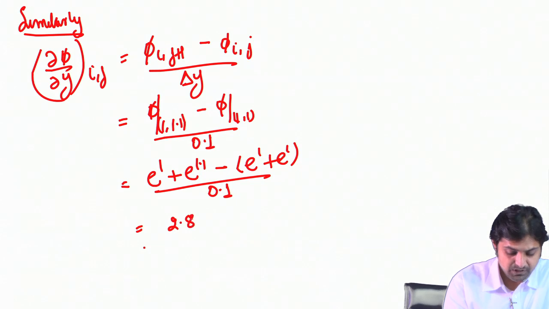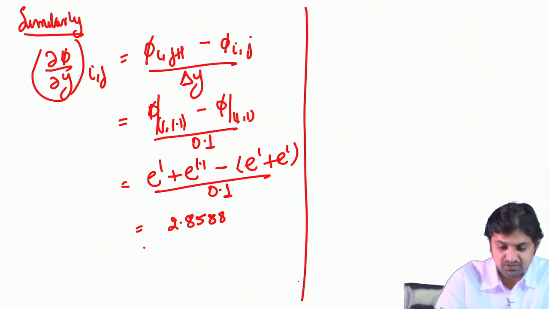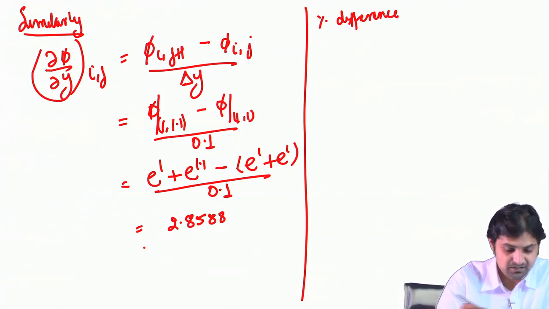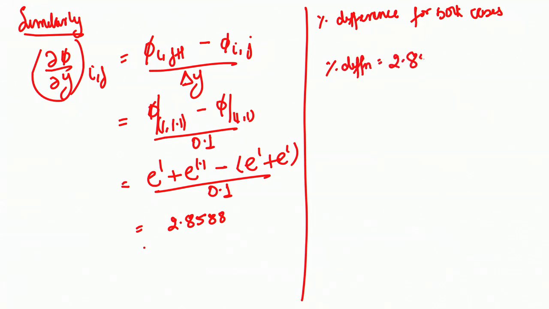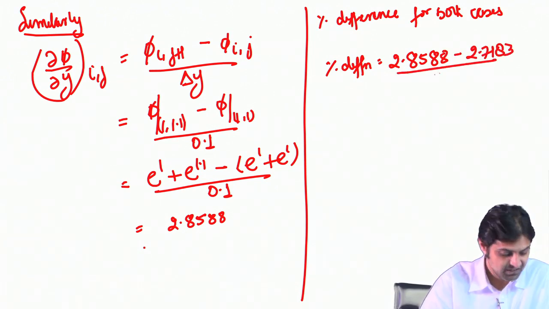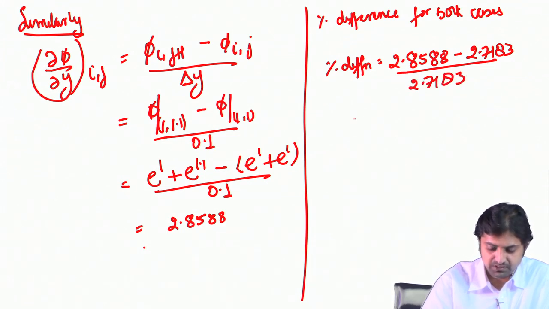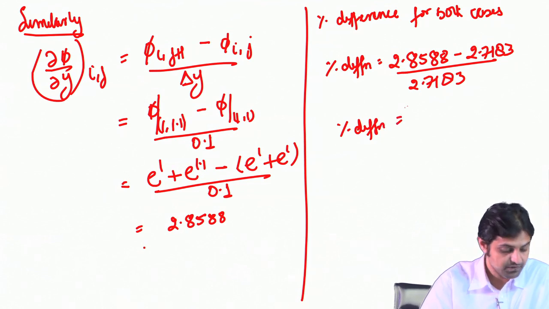This is 2.8588. So the percentage difference for both cases is 2.8588 minus 2.7183 divided by 2.7183, and this percentage difference comes out to be 5.2%.